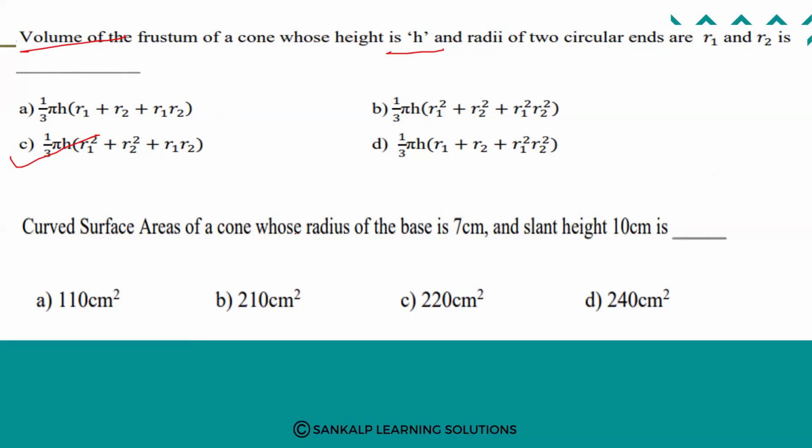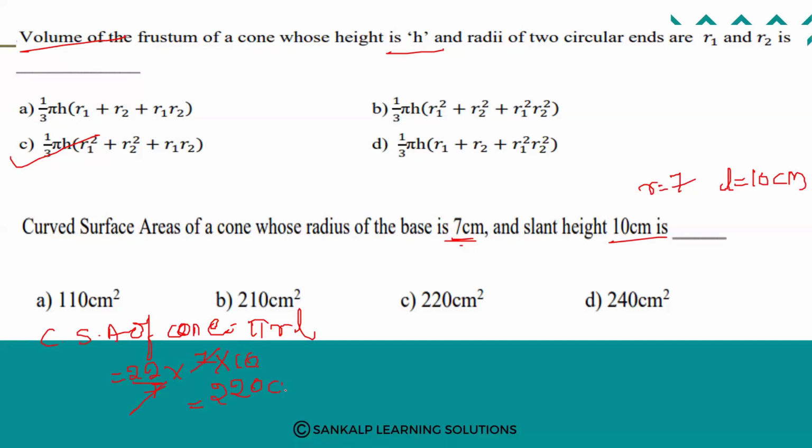Curved surface area of a cone whose radius of the base is 7 centimeter and slant height is 10 centimeter. So radius they have given, that is 7 centimeter, and slant height L is 10 centimeter. So CSA of cone, that is curved surface area of a cone is pi RL, right? Pi RL. So pi value is 22 divided by 7 and R value is 7 centimeter and L is 10 centimeter. 7 and 7 will get cancelled. 22 into 10 is 220 centimeter square. So option C is right.